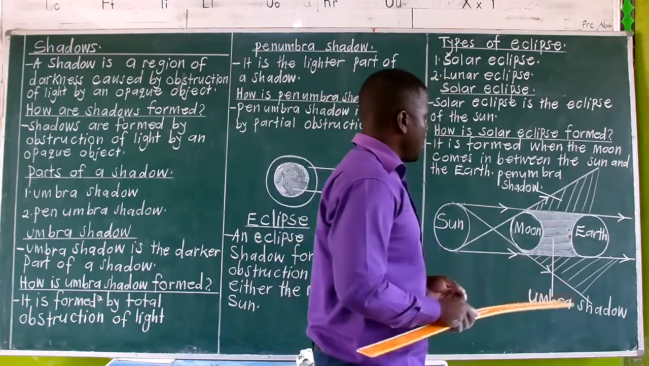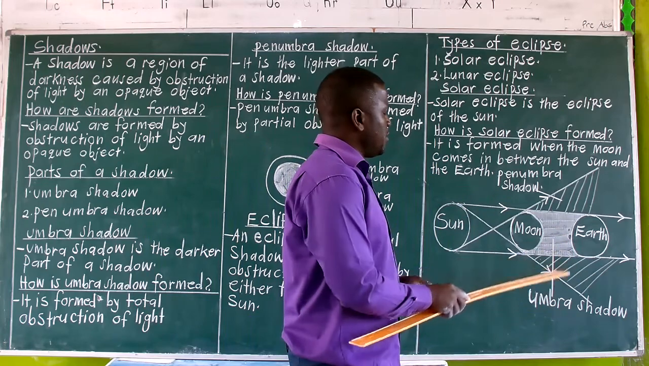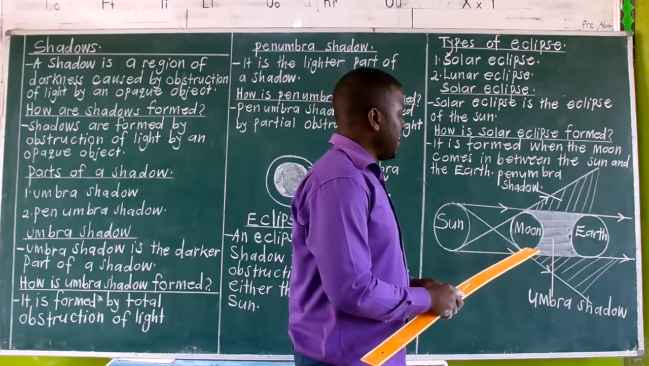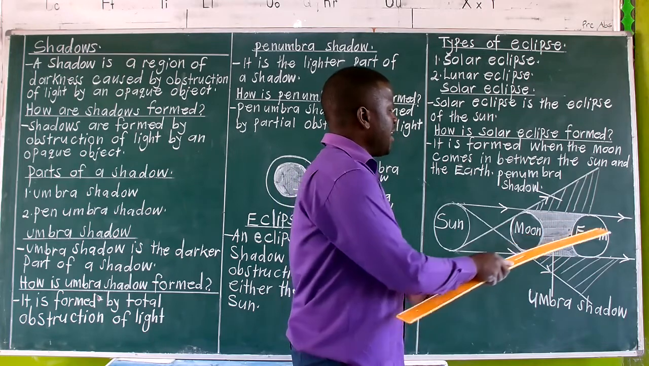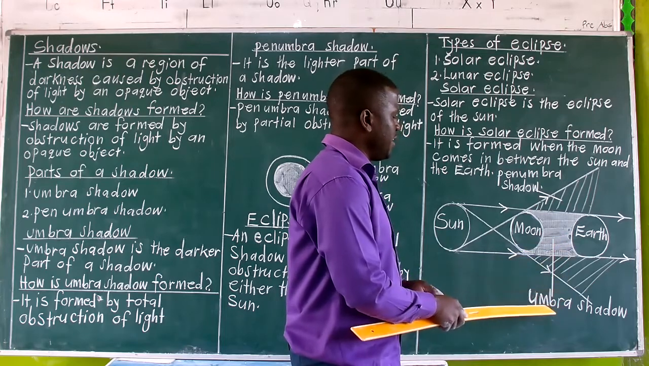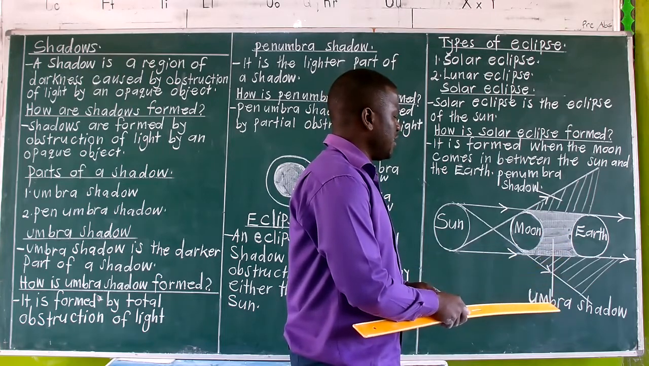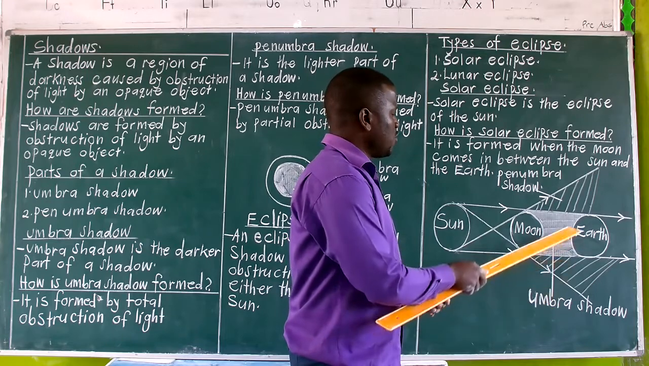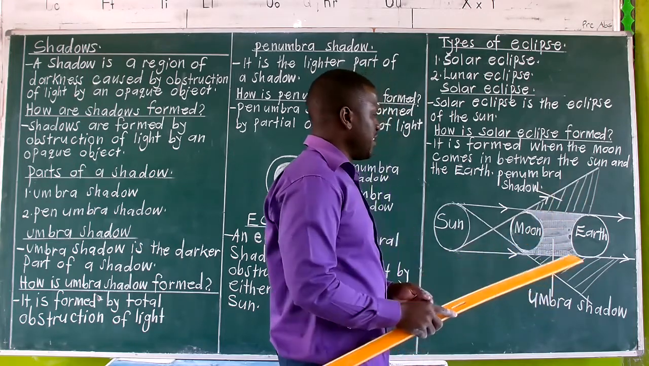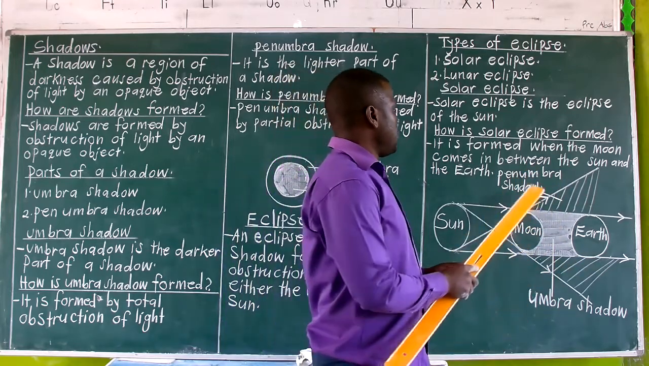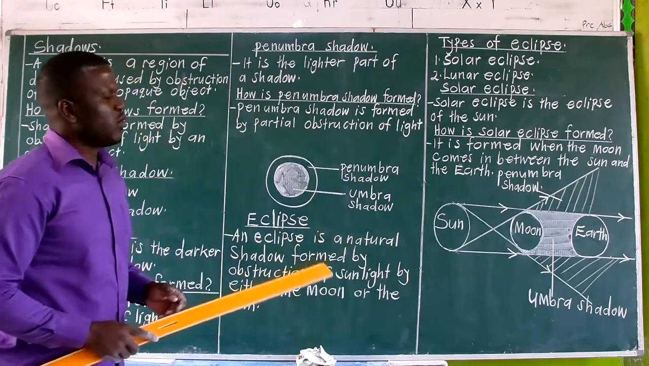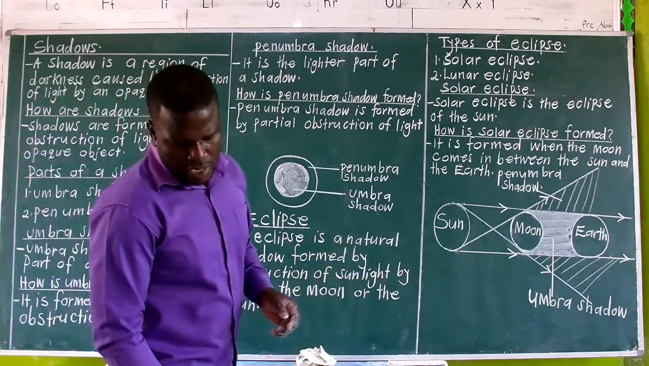Then you can see the umbra shadow, this total eclipse, the total obstruction of sunlight by the moon. So the earth does not receive light because there's total obstruction, and this total obstruction of light forms the eclipse. This shadow is called umbra shadow. Then the lighter part of a shadow that is formed there is called penumbra shadow. So that's a diagram showing solar eclipse.